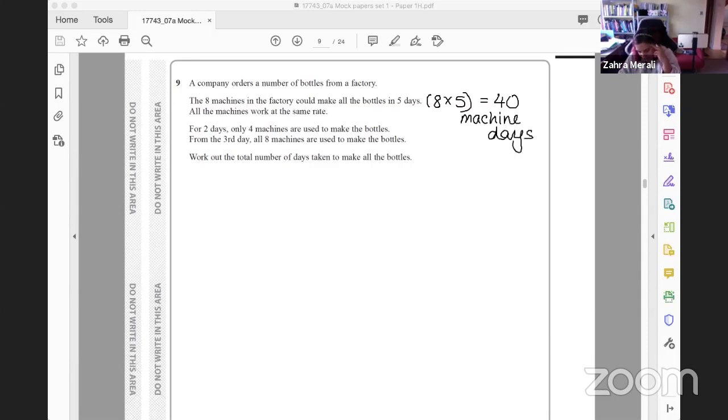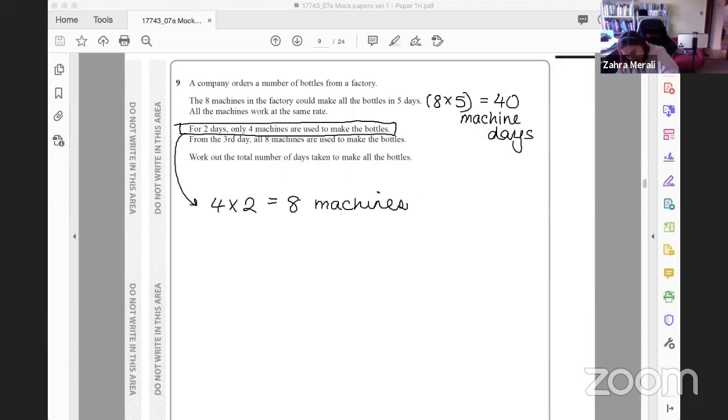But for 2 days, only 4 of the machines are used to make the bottles. From the 3rd day, all 8 machines are used. Work out the total number of days taken to make all the bottles. So for these 2 days, that's 4 times 2, so that's 8 machine days. We need 40 in total. 40 take away 8 is going to give you 32. So we've got 32 machine days left.